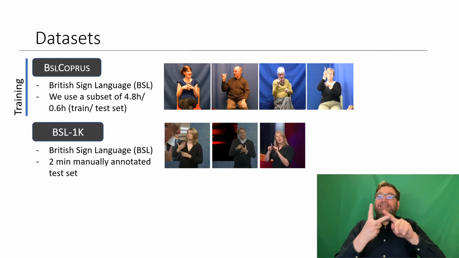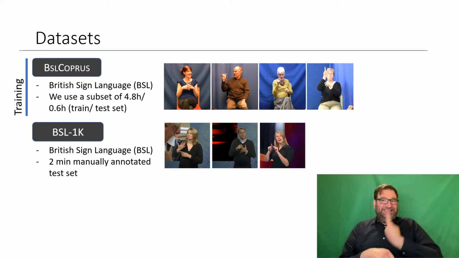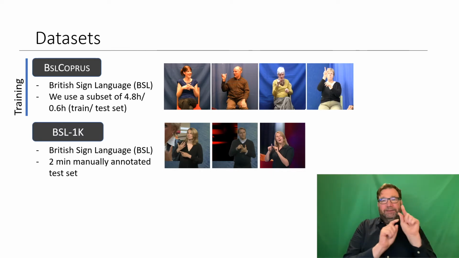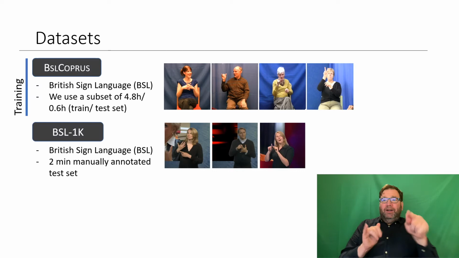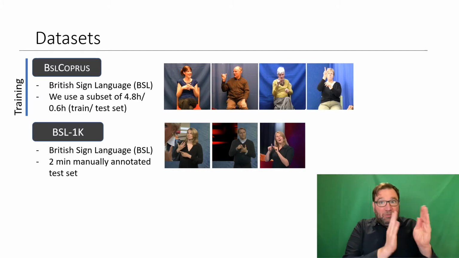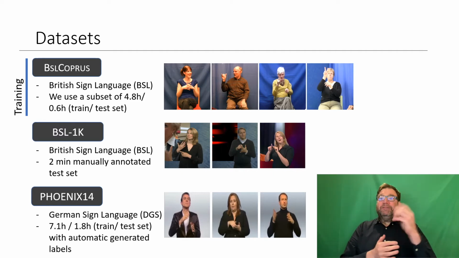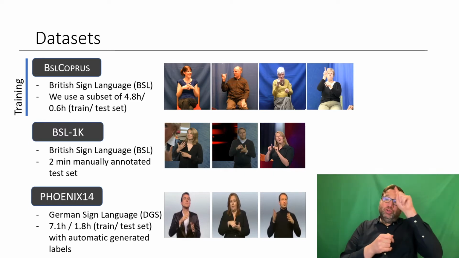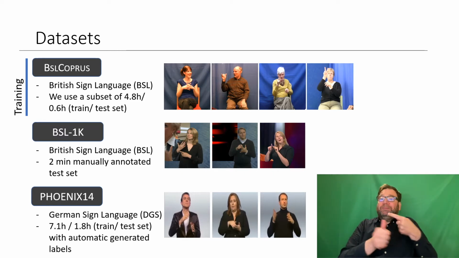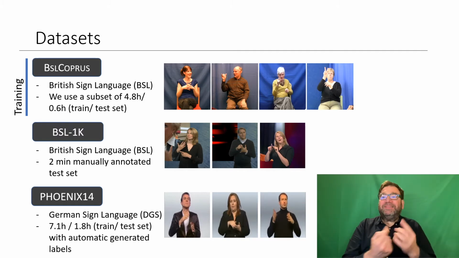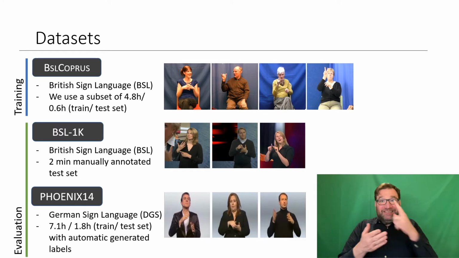The second dataset, BSL1K, is also a British Sign Language dataset. We manually annotated a small portion of this to test the generalization ability of our model. The Phoenix Weather 2014 dataset is our last one, which is a German sign language dataset for which automatically generated labels are available. This dataset is mainly used to test the cross-lingual generalization performance.